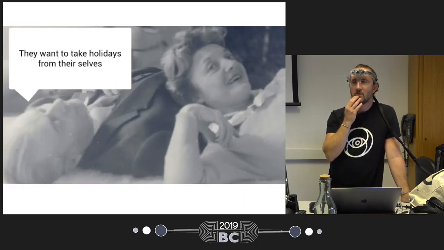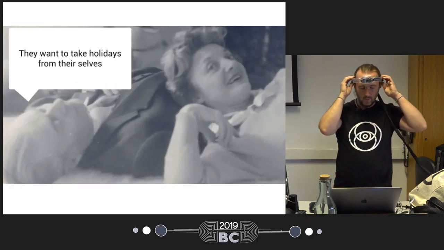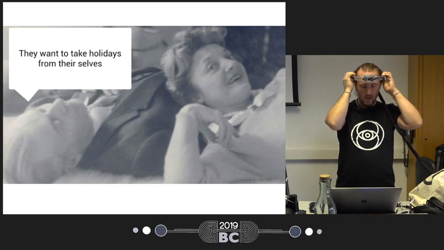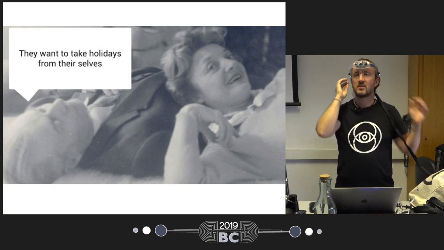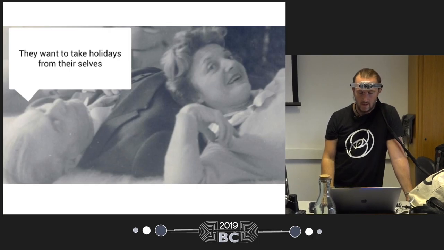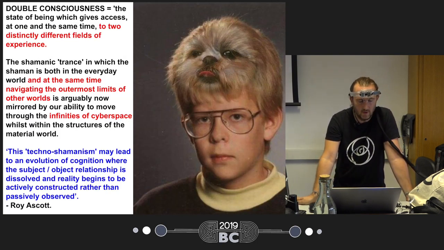So I think that's absolutely true, and I think this idea, summarized there, of double consciousness, means we need to take holidays from ourselves on a regular basis. And I think Huxley's bang on with his description there.